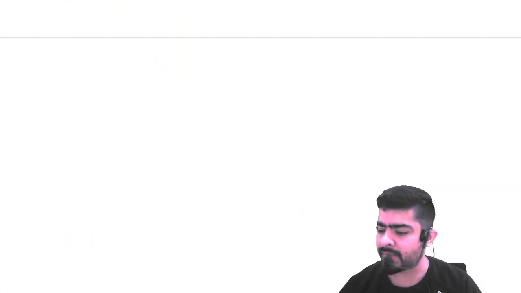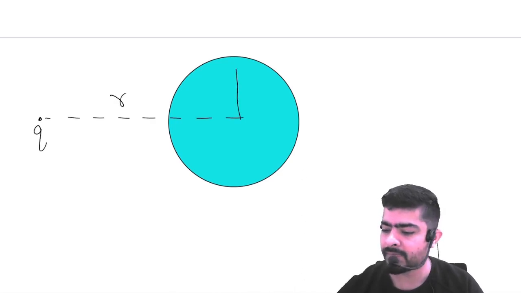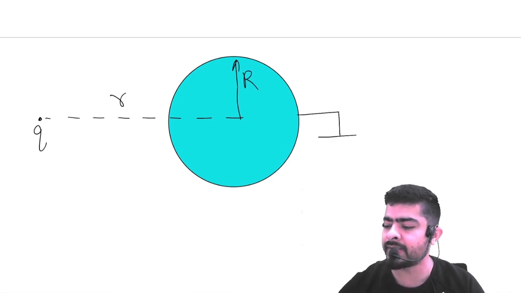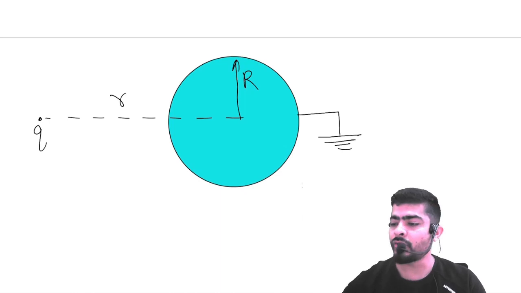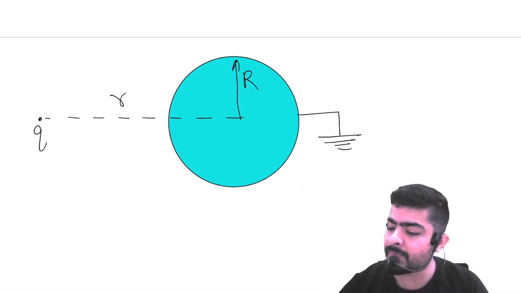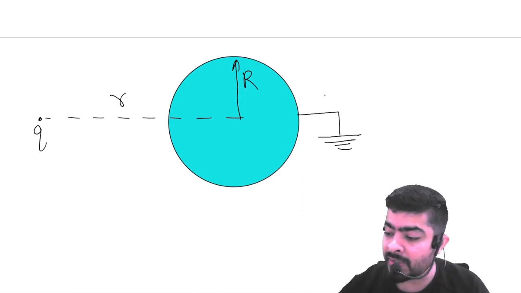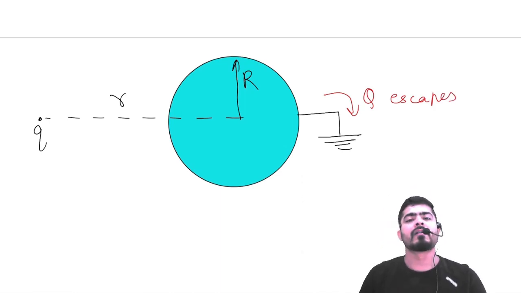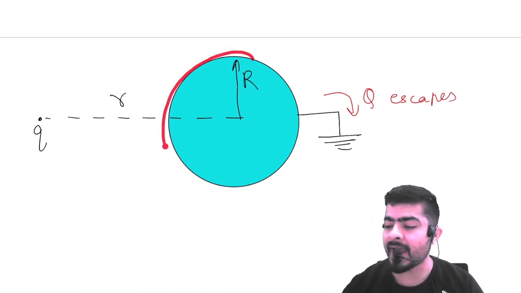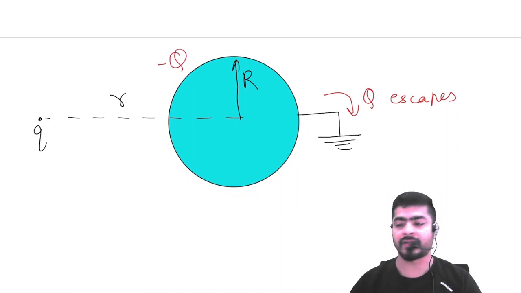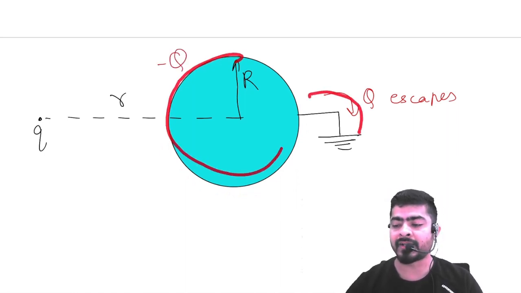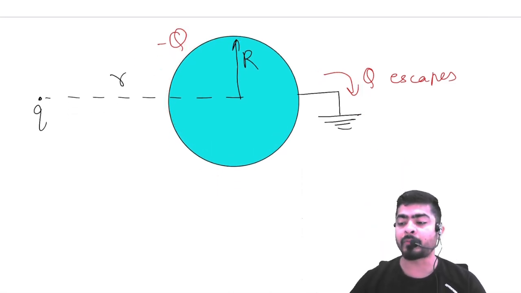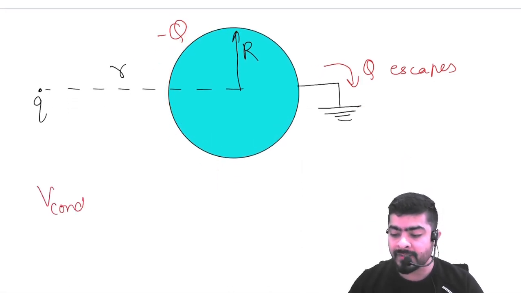So when you are doing the earthing of the sphere, again this is your charge q over here, this distance is r, this is capital R, and you are earthing the conductor. So due to earthing, some negative charge will come into the conductor, or let's say some positive charge capital Q escapes. Then the conductor has negative Q charge, minus Q charge. Because positive charge has left, the conductor has minus Q charge. Again we can find the potential of the conductor.